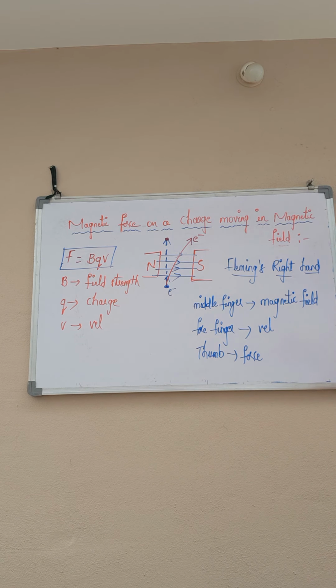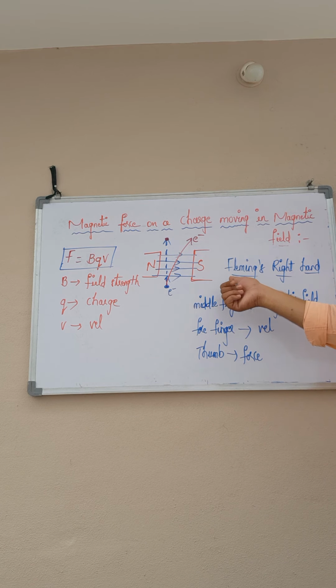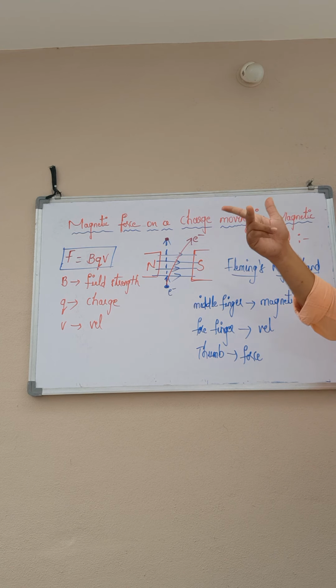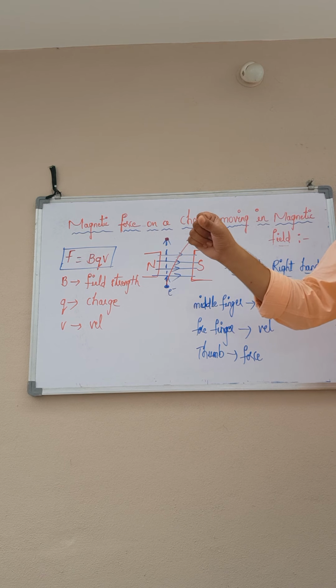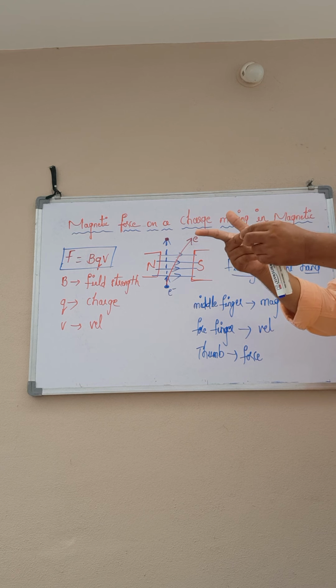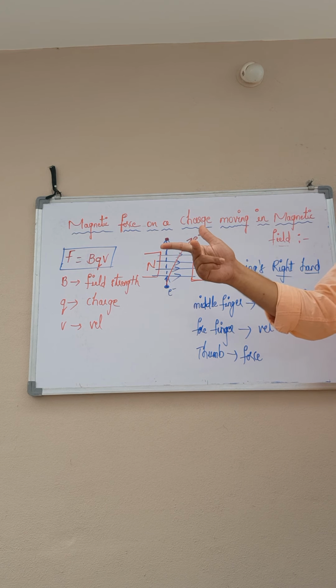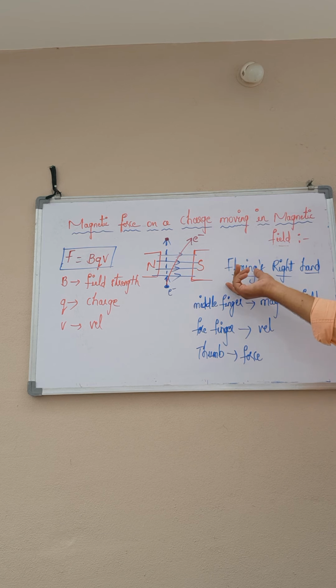So the direction of the force acting on a charge moving in a magnetic field can be determined by using Fleming's right hand rule. It says that if we arrange three fingers, middle finger, forefinger and thumb, perpendicular to each other, if the middle finger represents direction of the magnetic field, forefinger represents direction of velocity, then the thumb gives the direction of force. So this is nothing but Fleming's right hand rule.